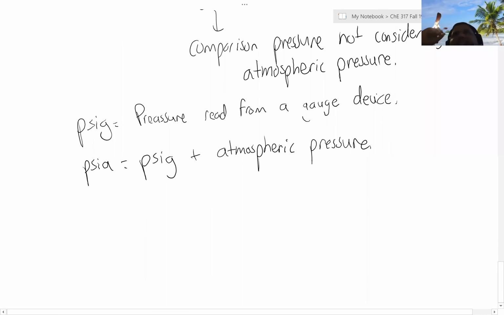Now, in this class, oftentimes we're going to be looking at a gauge pressure because it allows us to dramatically simplify our calculations, particularly as it relates to our energy balances. And so it's important to note when you're doing engineering calculations, whether you're looking at things in terms of a gauge pressure or an absolute pressure, and just make it apparent as you're doing those calculations.